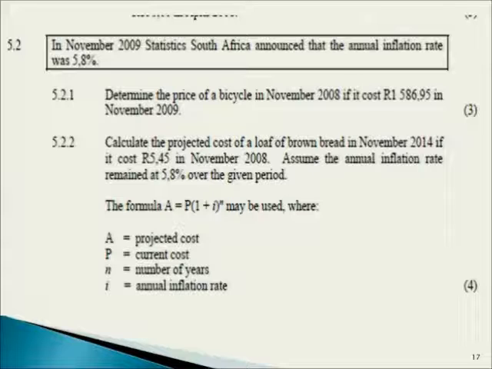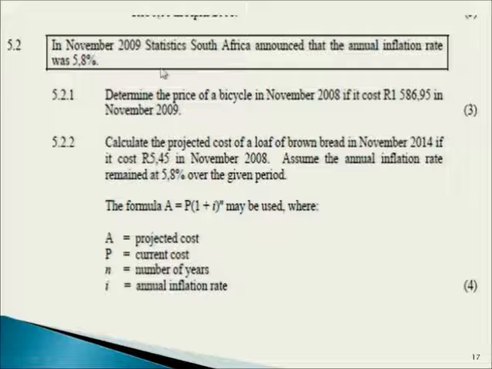Now the first question says, determine the price of the bicycle in November 2008 if it cost R1,586.95 in November 2009. And guess what most children do? They see the price, they see the percentage, and immediately they go calculate 5.8% of the amount. Be careful. Look what the question gives.